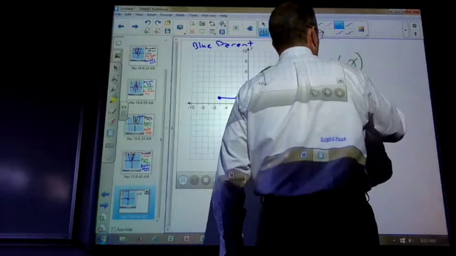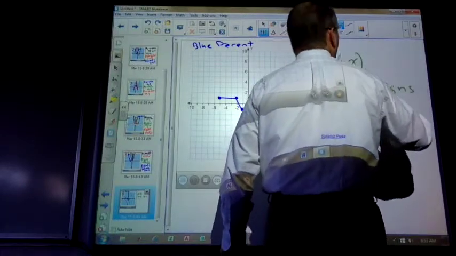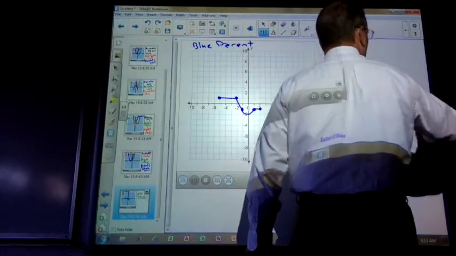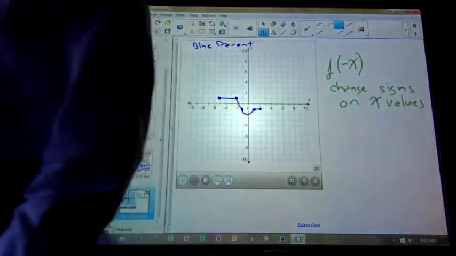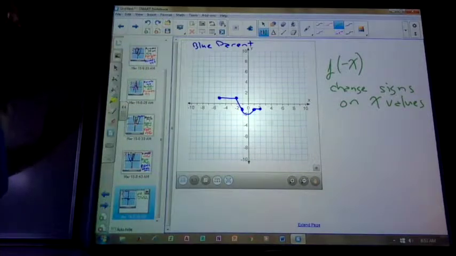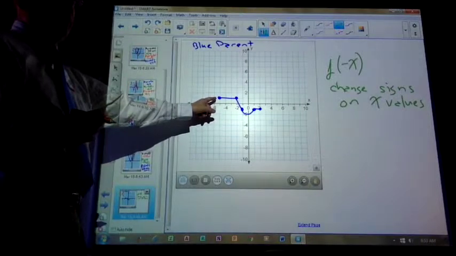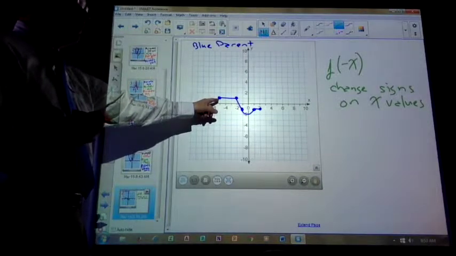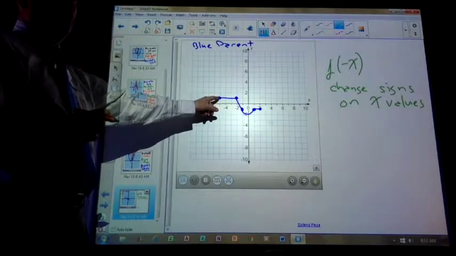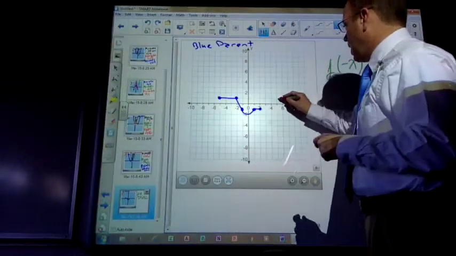Okay? Change signs on x values. So if it's positive, it becomes negative. If it's negative, it becomes positive, for the x values only. If it's 0, it doesn't change. Okay. All right. So this point right here is negative 5, 1. If I change the x value alone, what's this point going to become? 5, 1. There we go.